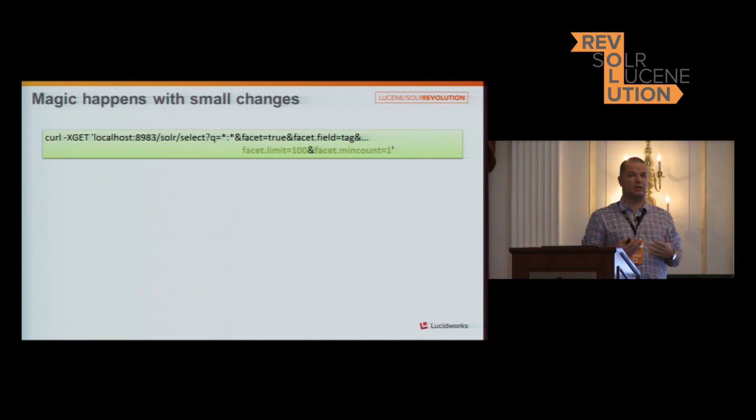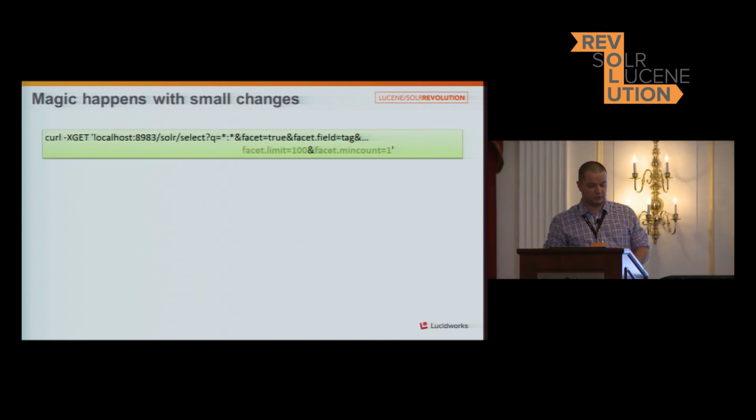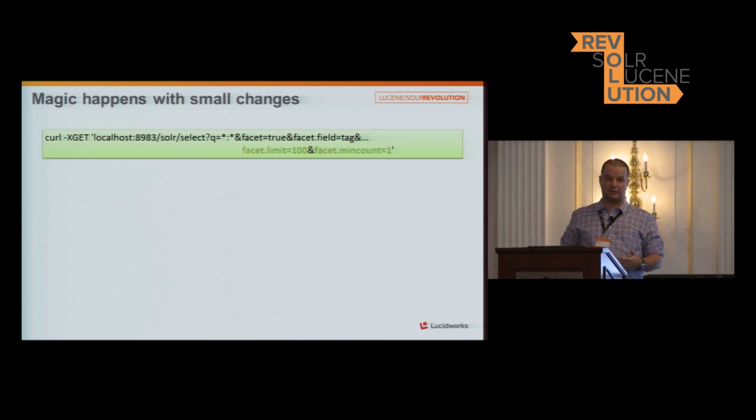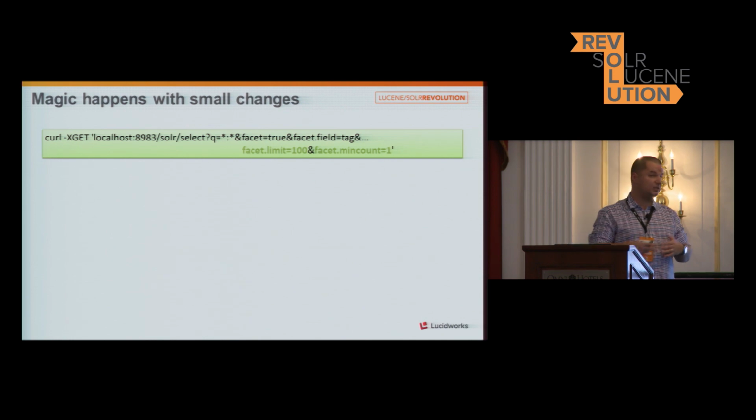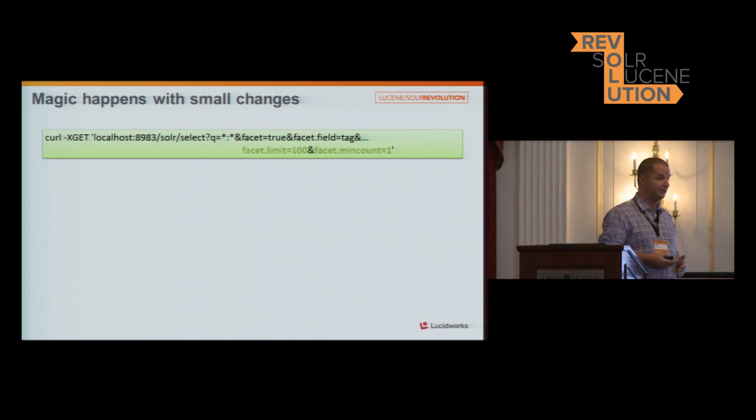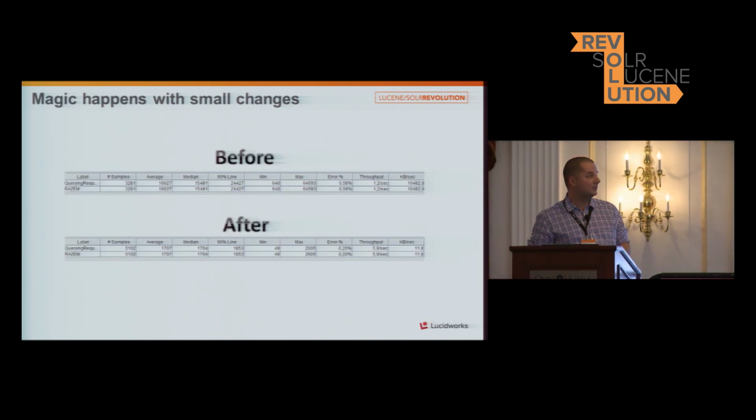JMeter actually needed to wait for the network to be able to transmit the files with the results to the client. And after changing that, because our client actually didn't need all the tags returned with each document, we were seeing something like this.